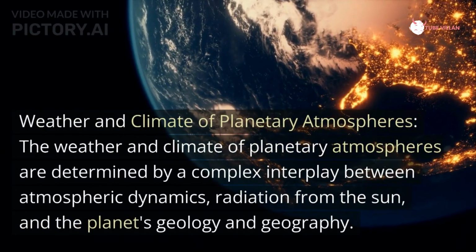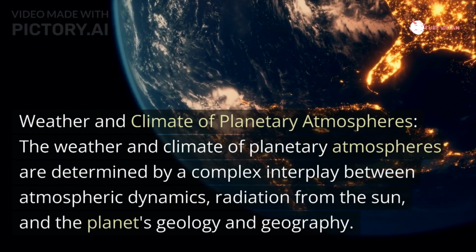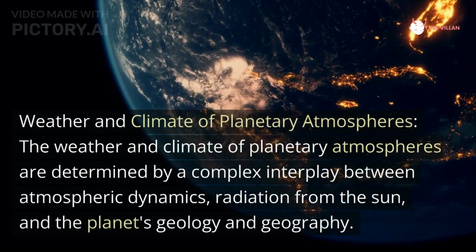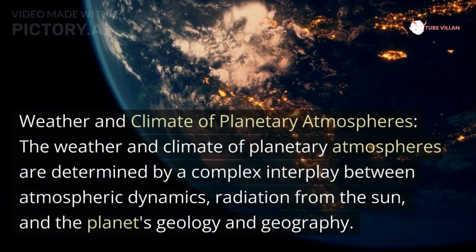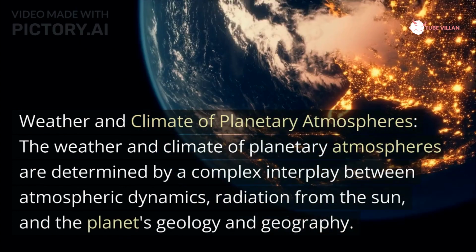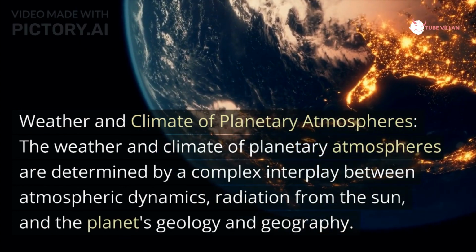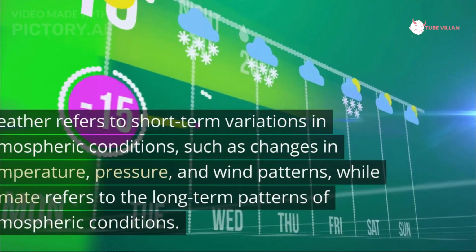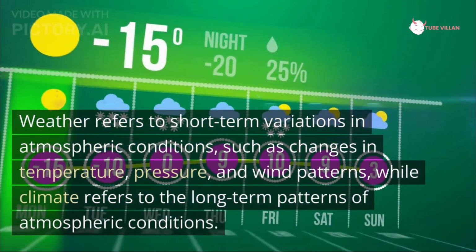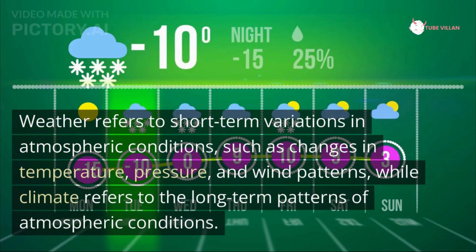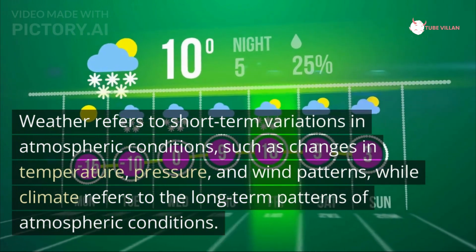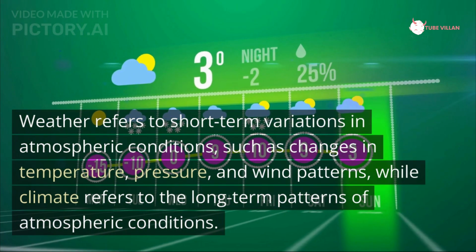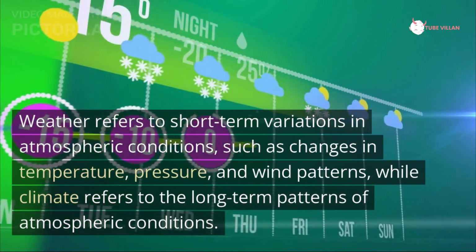Weather and climate of planetary atmospheres. The weather and climate of planetary atmospheres are determined by a complex interplay between atmospheric dynamics, radiation from the Sun, and the planet's geology and geography. Weather refers to short-term variations in atmospheric conditions, such as changes in temperature, pressure, and wind patterns, while climate refers to the long-term patterns of atmospheric conditions.